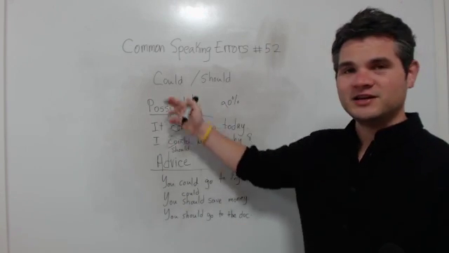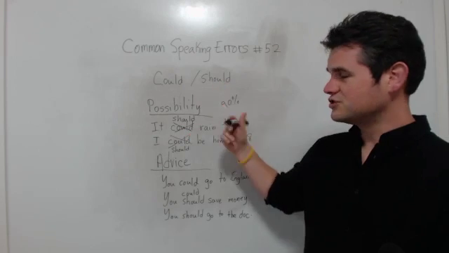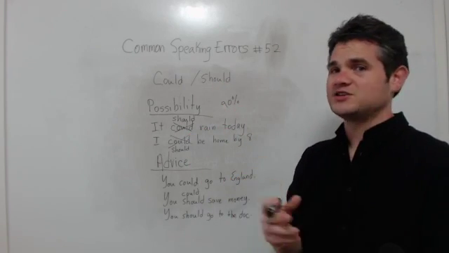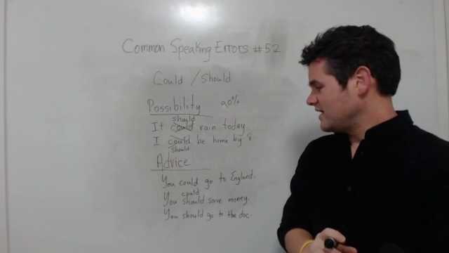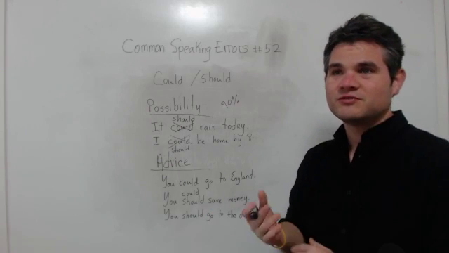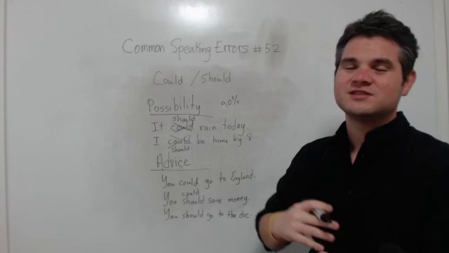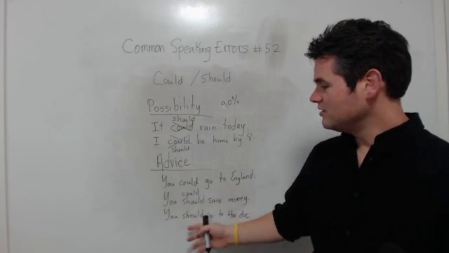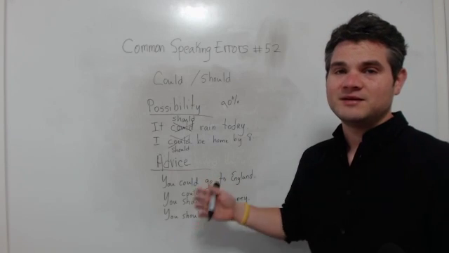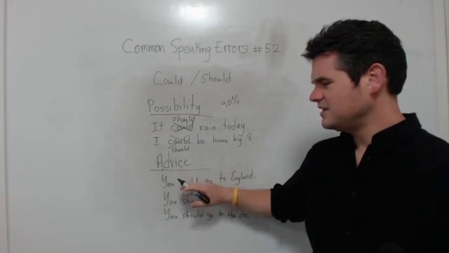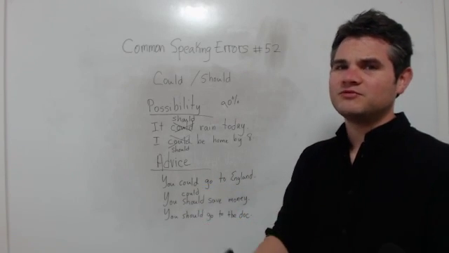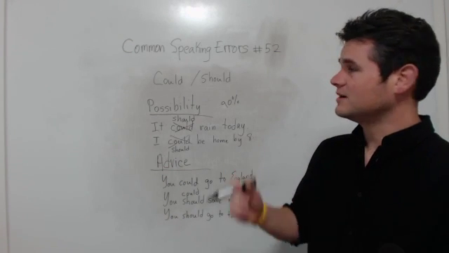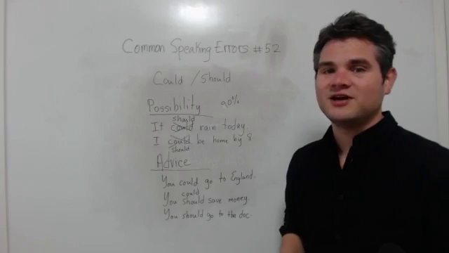So yeah, could and should. Again, for possibility, could is going to be a little weaker. Should is going to be stronger. For advice, you can use could for casual advice, and you should use should for more formal advice, to tell someone to go to the doctor or to save money. You can use both of them either way, but just be careful using could with more formal advice. So that is going to conclude this lesson for number 52, and thank you for following along.